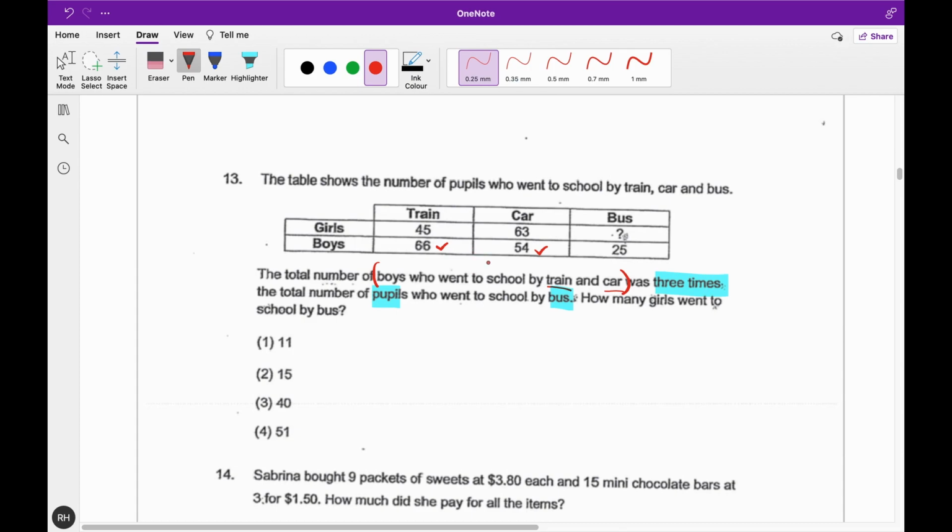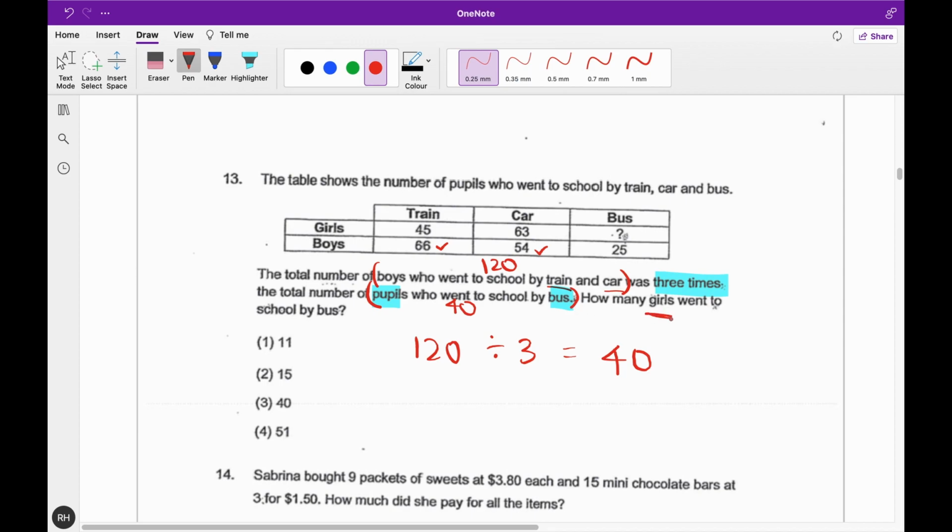Okay, so 66 plus 54 will get 120. That was 3 times the total number of pupils who went to school by bus. So how many pupils went to school by bus? If we know that the boys who went to school by train and bus was 3 times, to find the pupils who went to school by bus, we just take 120 divided by 3, and we know that is 40. So there's 40 pupils who went to school by bus.